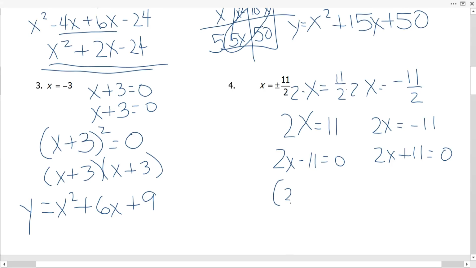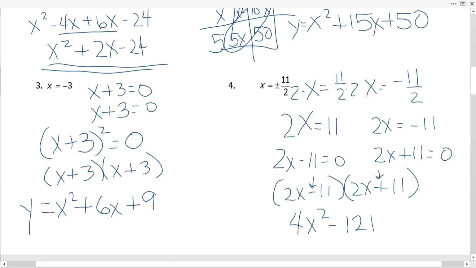So my factors are 2x minus 11 times 2x plus 11. So I'm going to end up with 4x squared minus 121. Anytime I have the same numbers and one's minus and one's plus, my b term is going to equal 0. And so I have 2x squared is 4x squared, and 11 squared is 121. And anytime my solutions are fractions, I'm going to have a value in front of my x.